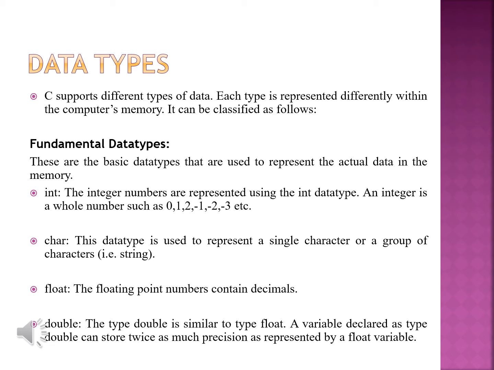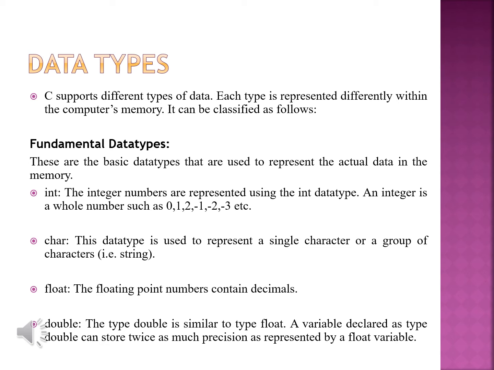Data types. C supports different types of data. Each type is represented differently within the computer's memory. It can be classified as follows. Fundamental data types. These are the basic data types that are used to represent the actual data in the memory. First, int. The integer numbers are represented using the int data type. An integer is a whole number such as 0, 1, 2, -1, -2, etc.